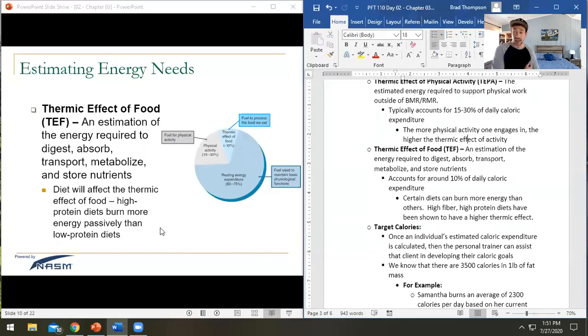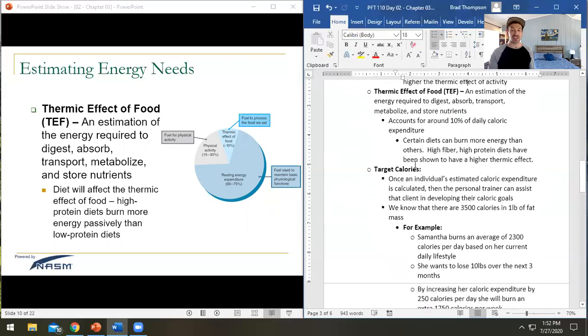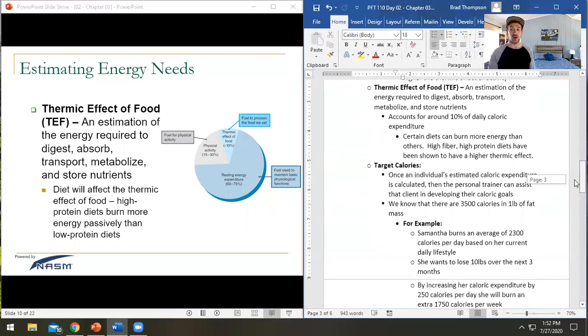Now, if you're a very active person and you're consistently developing excessive levels of post-exercise oxygen consumption, or EPOC, right, which we've talked about in previous classes, that thermic effect of activity is going to be even higher, and you're going to continue burning even more energy passively. And then lastly, one of the biggest things we're looking at is also the thermic effect of food. And this is an estimation of how much energy is required to basically metabolize all your food, right?